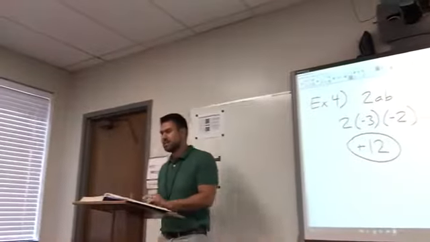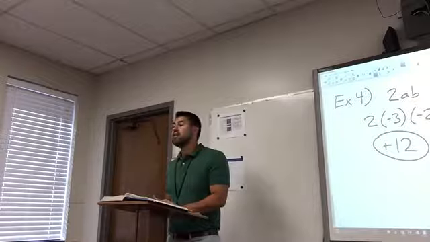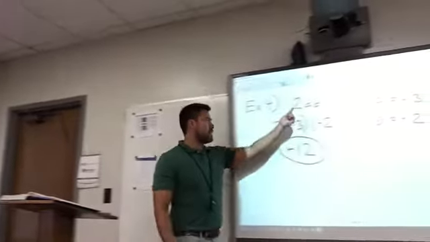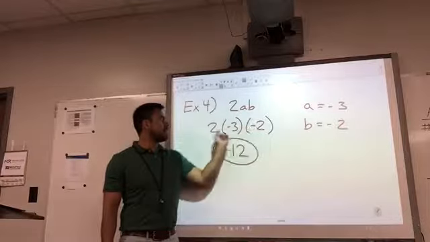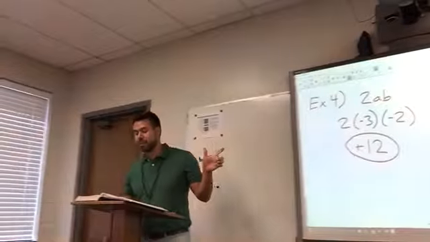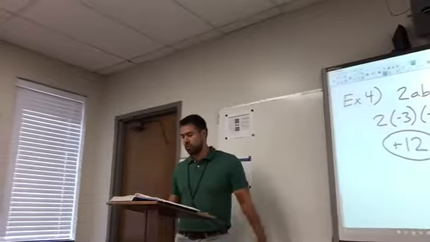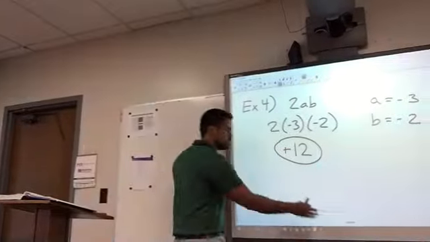Yes, ma'am? This is probably a stupid question, but why wouldn't it be 12AB? Good question. The reason is we know what A is right here, and we know what B is, so now we're multiplying out to get the final value. Yep. If it didn't tell you what A and B are, you should have them in there somewhere. All right, everyone good on these? These are pretty straightforward. They're the same, just substituting.